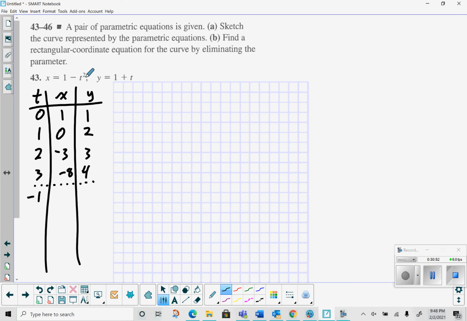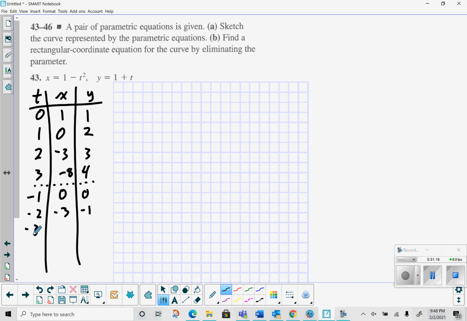If I take negative 1 and square it, that's positive 1. 1 minus 1 is 0. Now here for my y coordinate, it's going to matter. 1 minus 1. Okay, so I get the origin there. I get the point 0, 0. Put in negative 2 in place of t. Negative 2 squared is 4. 1 minus 4 gives me negative 3. But for my y, 1 minus 2, that's negative 1.